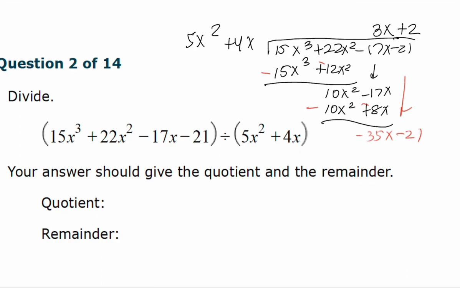Yes. Oh, it shouldn't be 25. Thank you. That's negative 25 if I would subtract, right? And so our quotient is 3x plus 2. Our remainder is negative 25x minus 21. You have to include that negative 21 because you didn't use it. It is part of the original. It would be something we would have to account for.